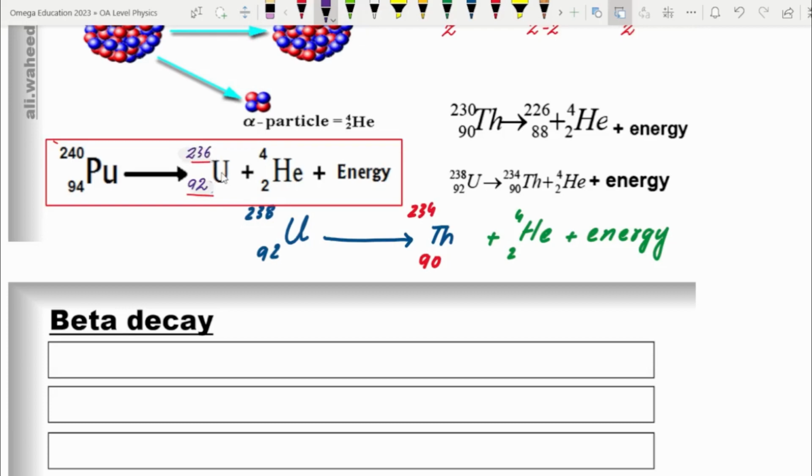And this is the standard isotope of uranium, the most important, abundant one, which is found in nature. This is the stable one. The other one, 238, is unstable, and this is precisely why it undergoes radioactive decay.